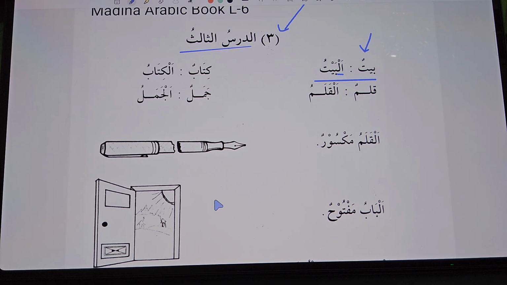Understood. Ma'rifah means it is specific. We are speaking about a particular book, the book. Tamam. Akhana Yasin, can you read?